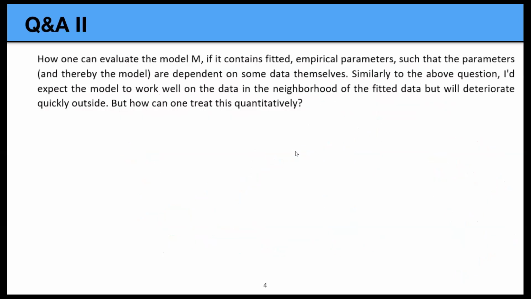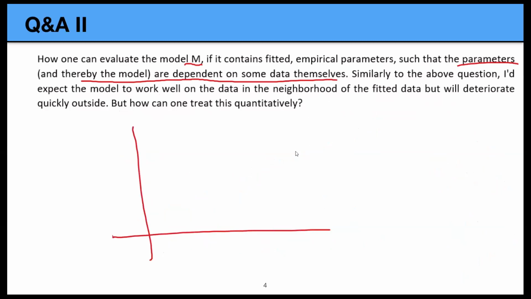And there was another question that said, how can one evaluate the model M if it contains fitted empirical parameters such that the parameters and the model, of course, are dependent on some data themselves? And that's what we did. So the parameters of M, these parameters are fitted by the initial data we have observed. So x1, x2, x3.